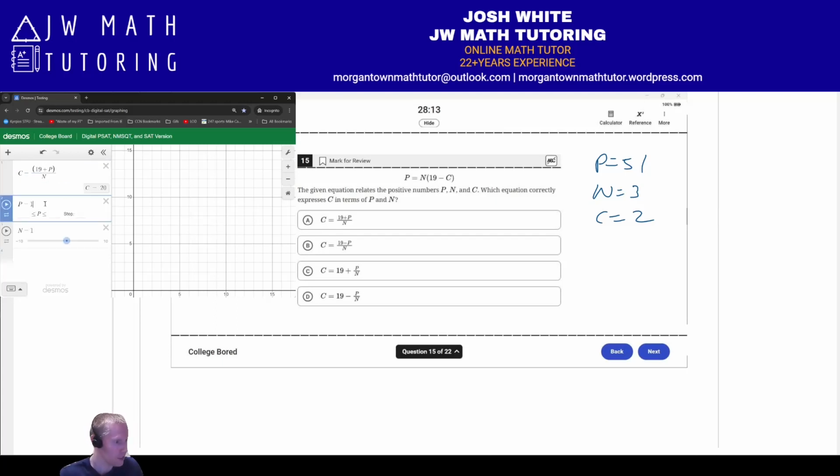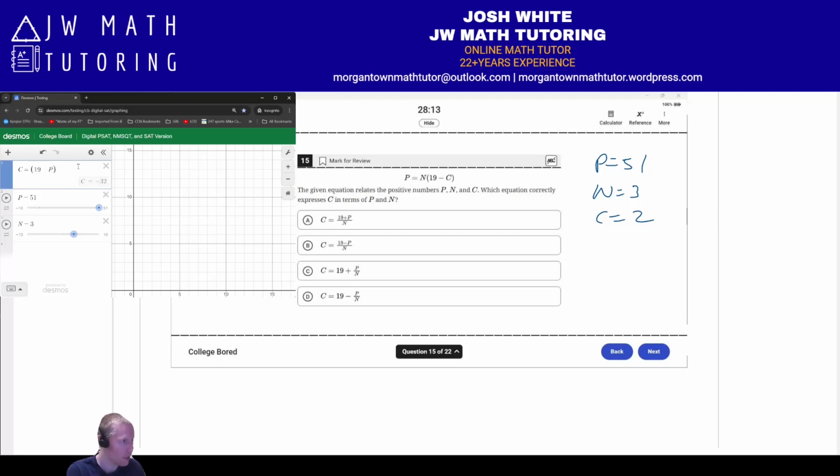Now, T I already said was 51. You just jot that down. N I already said was 3. Okay, is C equal to 2 here? No, it is not. So now let's try answer choice B. Change that to a minus. Does C equal 2? Nope, that's wrong.